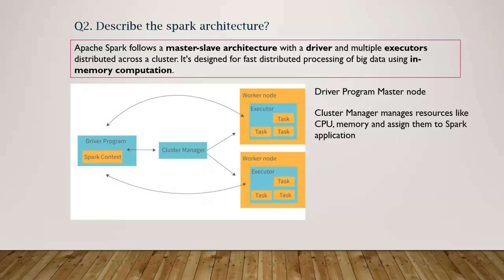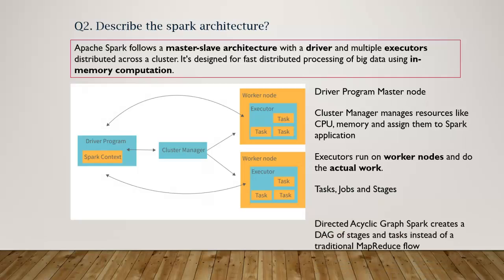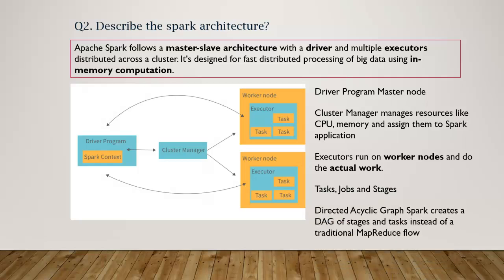So you can explain that way. Then you have executors that run on worker nodes and do the actual work, tasks, jobs, and stages. And last is the directed acyclic graph. Spark creates a DAG of stages and tasks instead of traditional MapReduce flows. So this is the second question. Now let's move further to the third question.